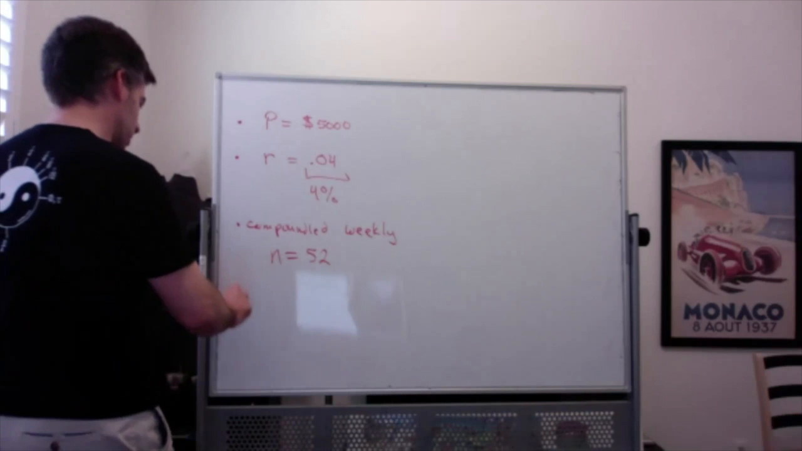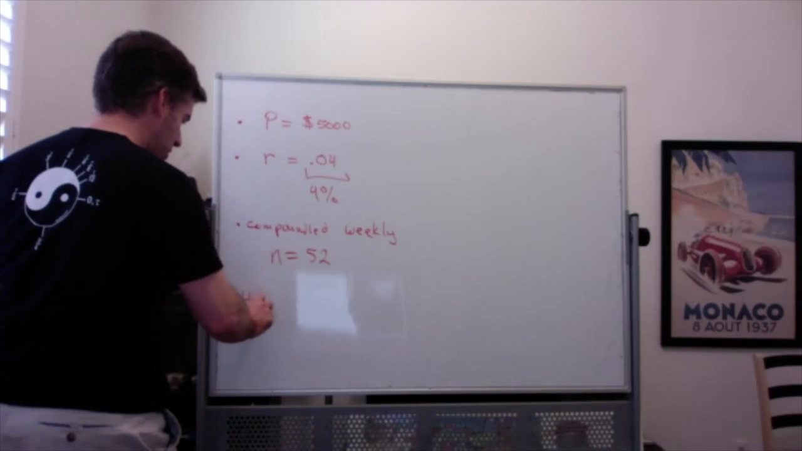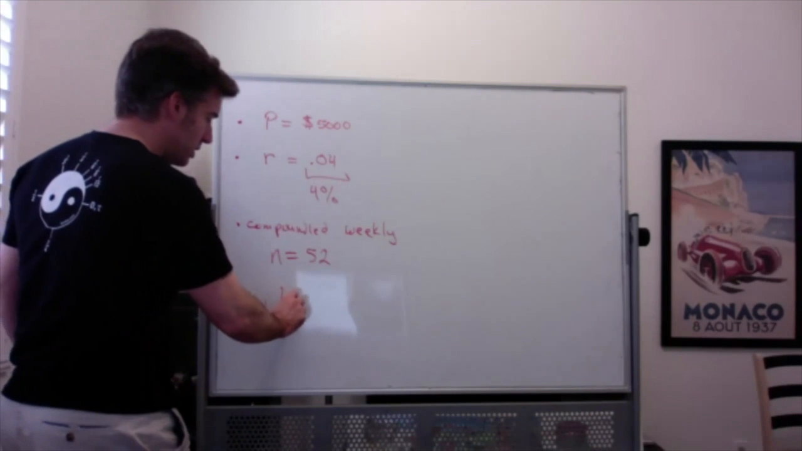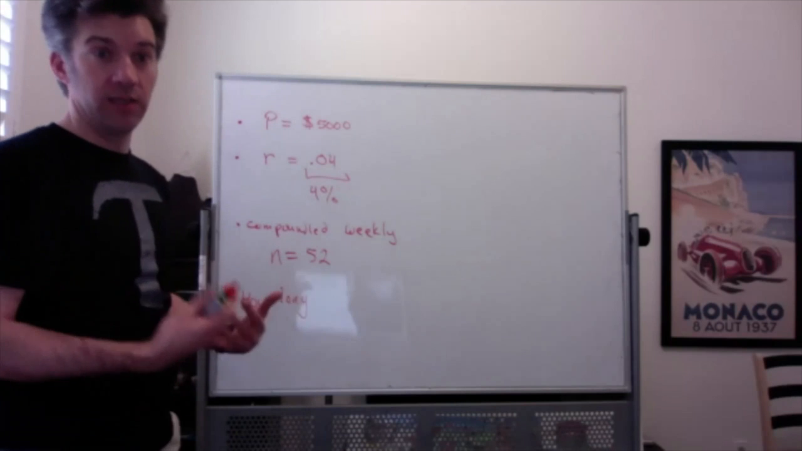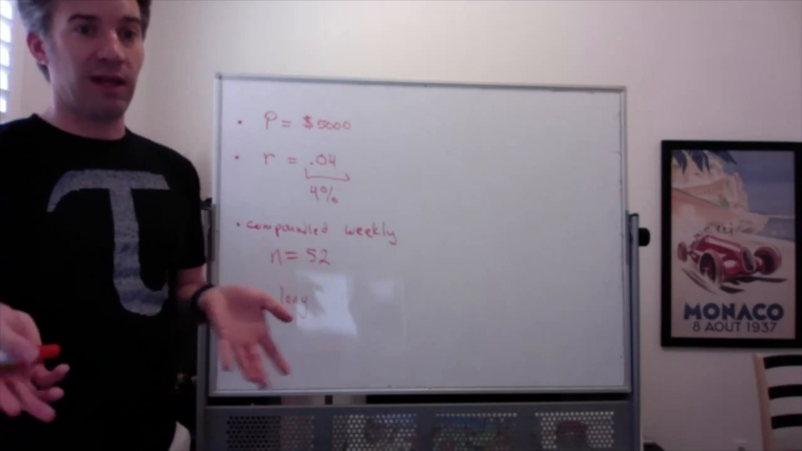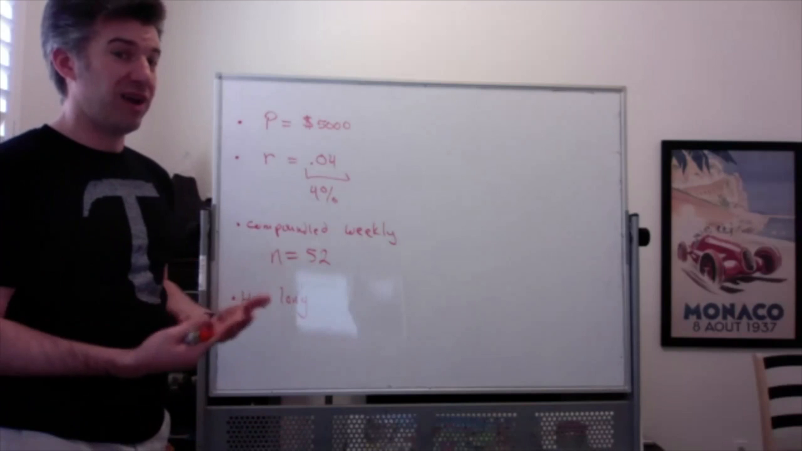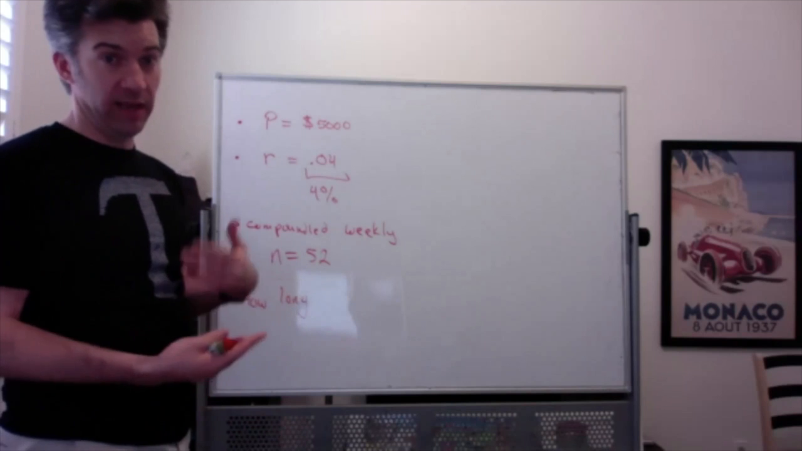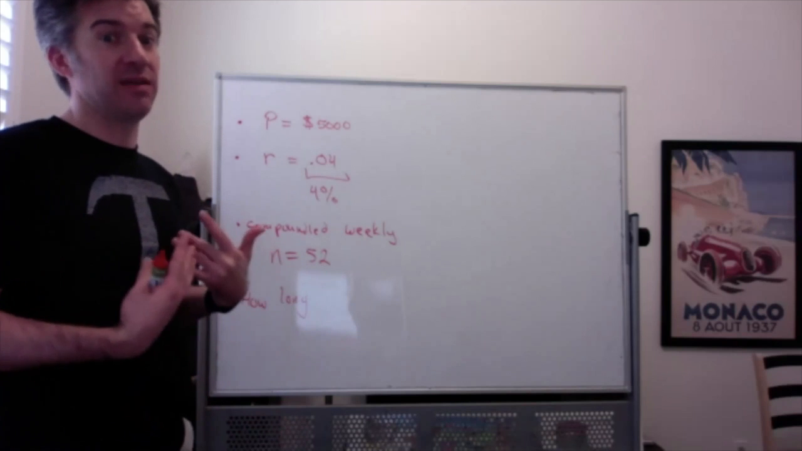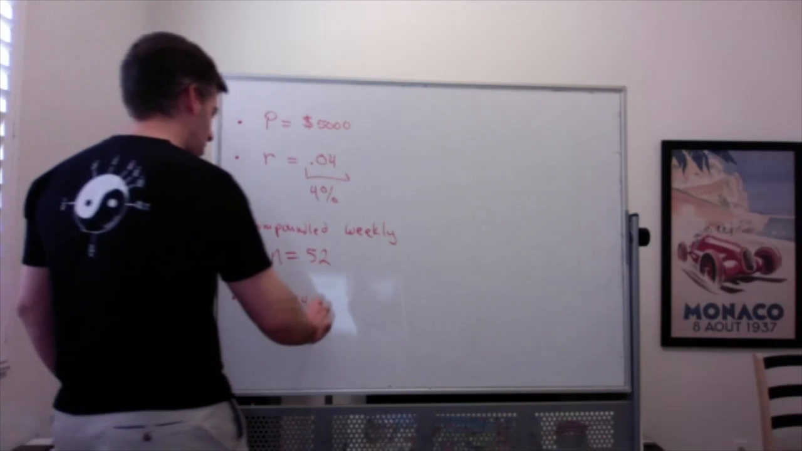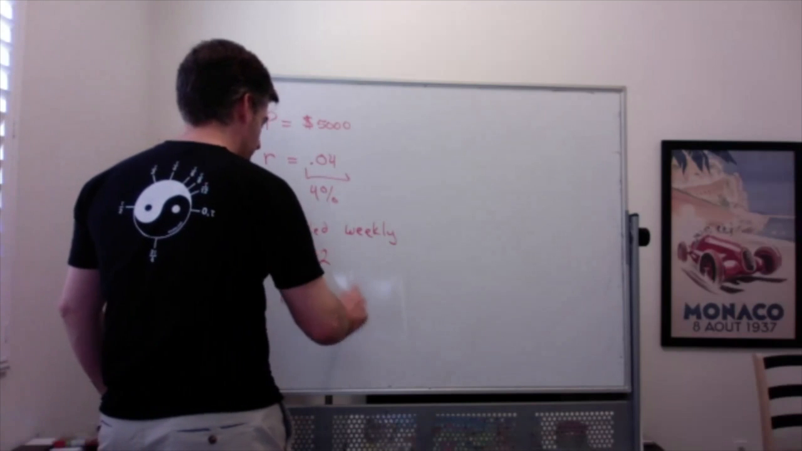What else do we have? And then we have the question. How long? So when you see the words how long at the beginning of the question, you should automatically be thinking, okay, I'm trying to solve for time, right? If they're asking me how long it takes, T is the variable I'm trying to figure out. So how long until we've doubled our money?